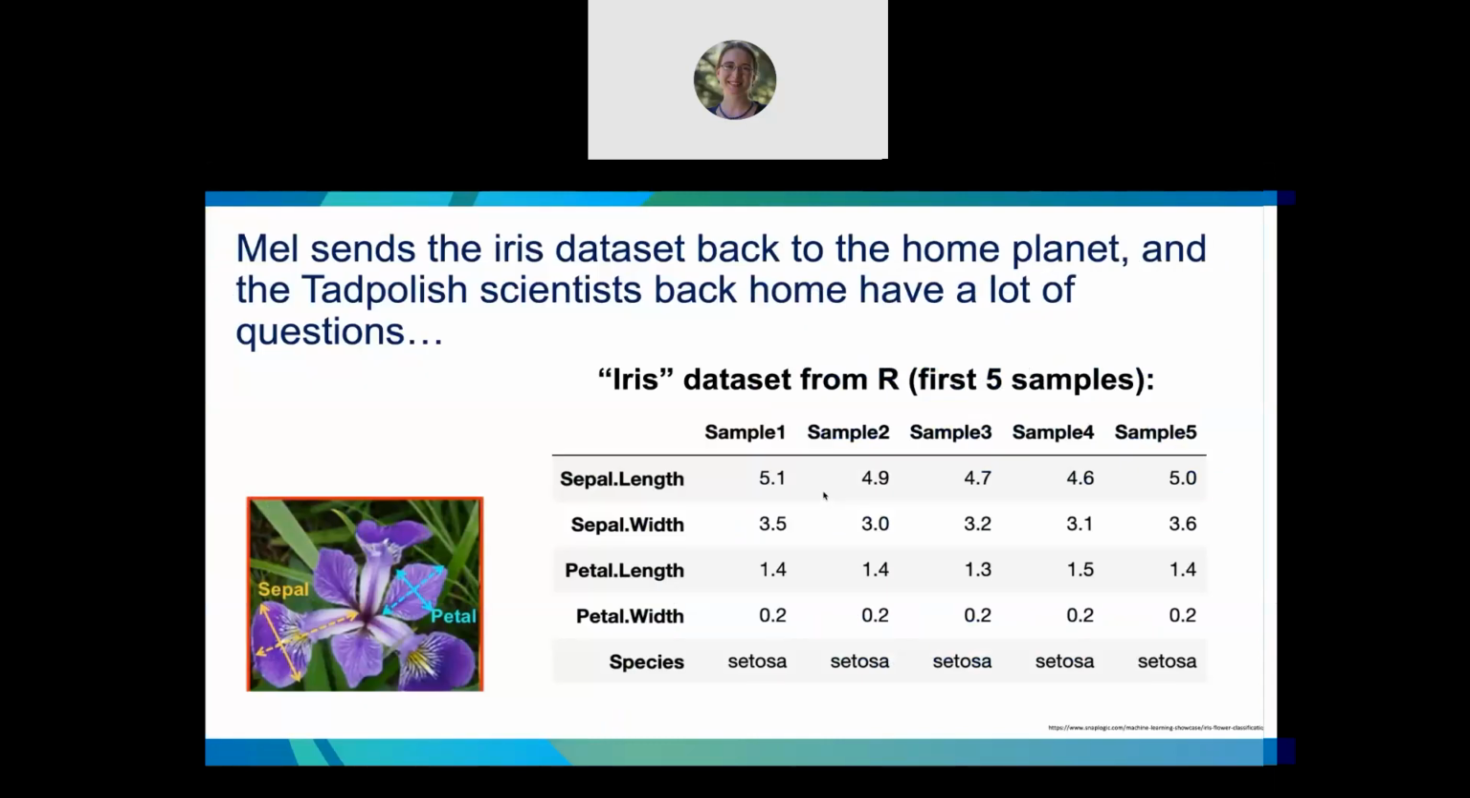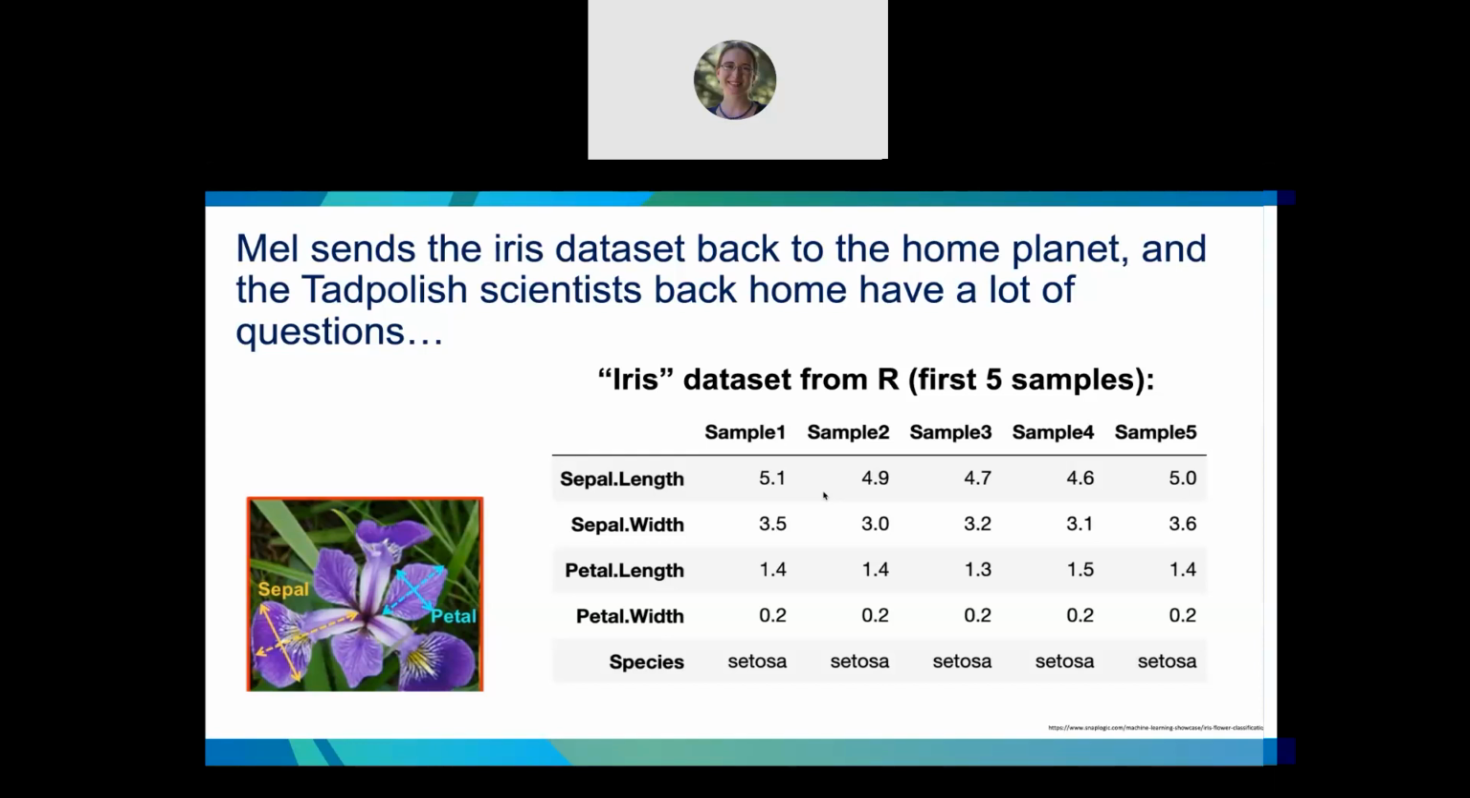And Mel then goes ahead and sends this iris data set back to the home planet and says, okay, I've characterized the dominant life form on planet Earth, and here are all the physical characteristics and the different species. And the scientists back home have a lot of questions.